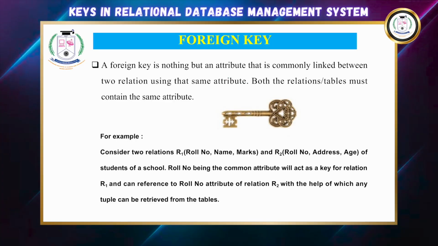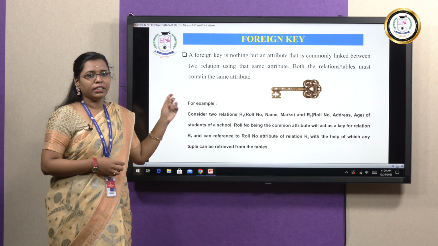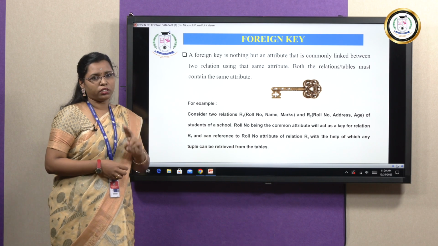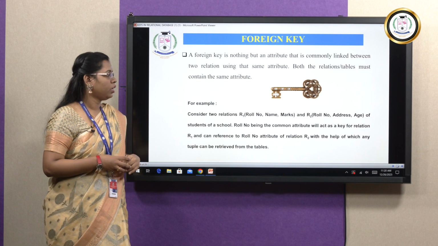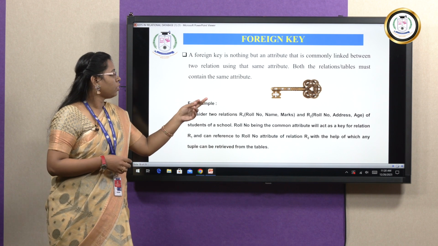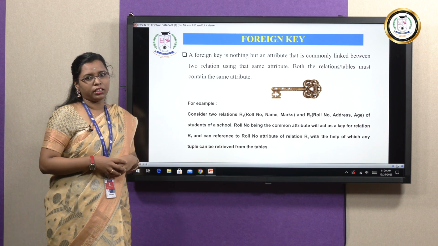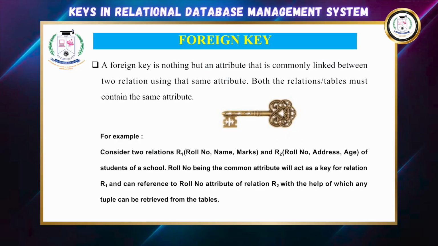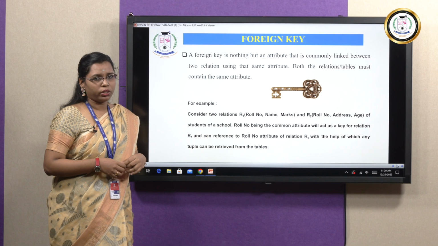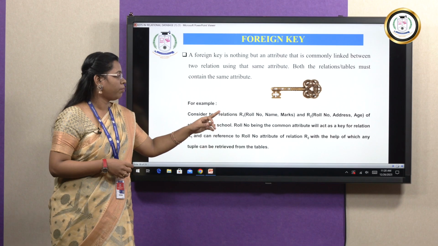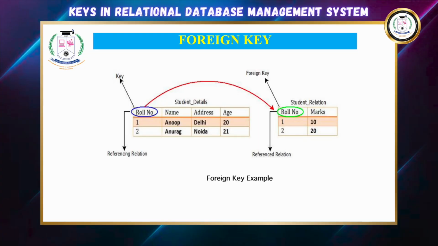The next one is foreign key. A foreign key is nothing but an attribute. It links two relations through the same attribute. The relations or the tables must contain the same attribute. For example, two relations such as R1 with roll number, name, marks, and relation R2 that contains roll number, address, age. Let us see the example.